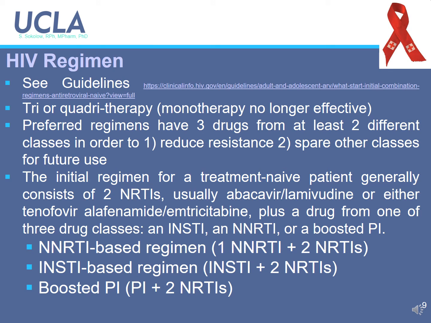And now in terms of the regimen, as I said, it's complicated, but it's worth it because it's working and can really keep the viral load to a minimum. If you want to look at the guideline, I added this link. It's a combination therapy, so monotherapy is no longer effective. The preferred regimen has at least 3 drugs from at least 2 different classes of drug. And this is to reduce drug resistance and also to spare other classes for future use.